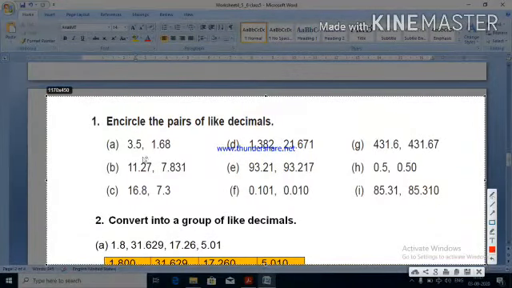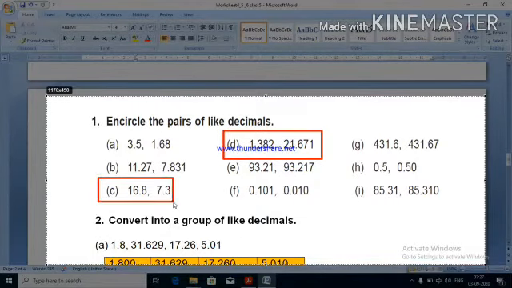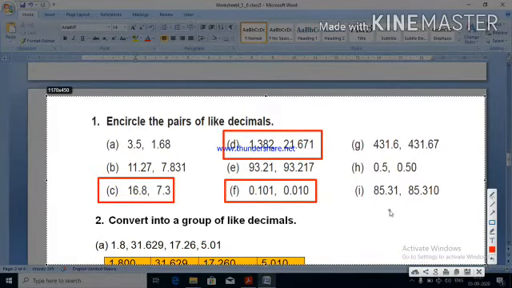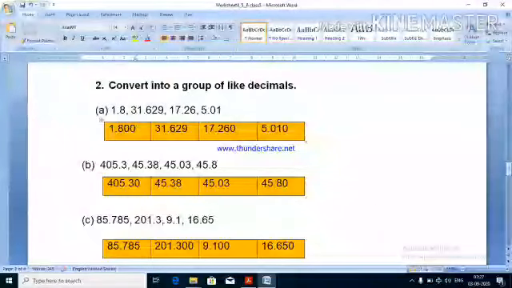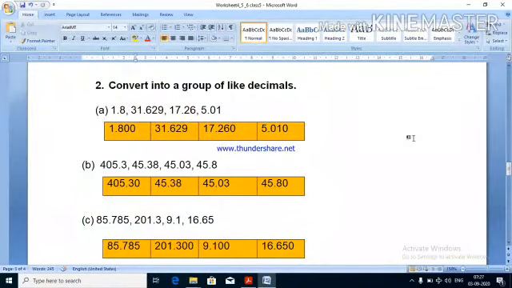For that, after the decimal it is 1 digit here and after the decimal it is 2 digits here, so it is not like decimals, but this one is like decimals. This is not like decimal, this is also not like decimal, this is like decimal, and this is also like decimal. So up to this, these are like decimals. Next one, convert a group of unlike decimals into like decimals. For this, let us understand first.